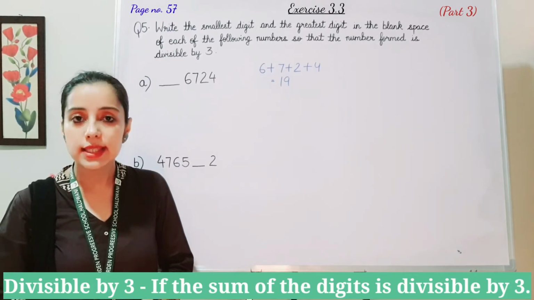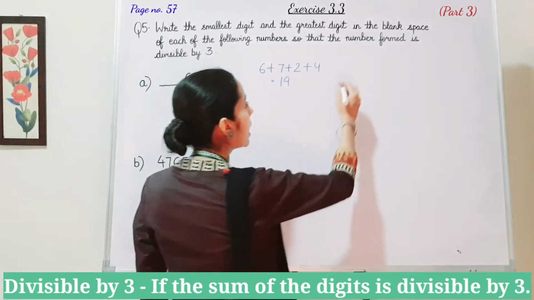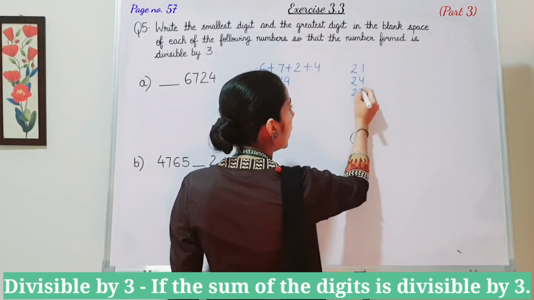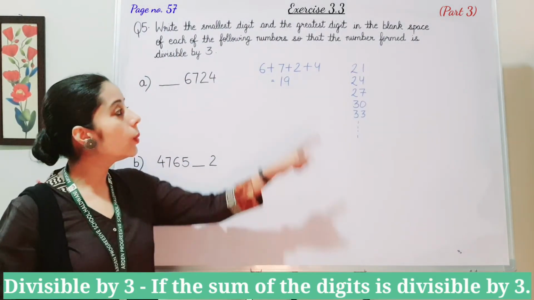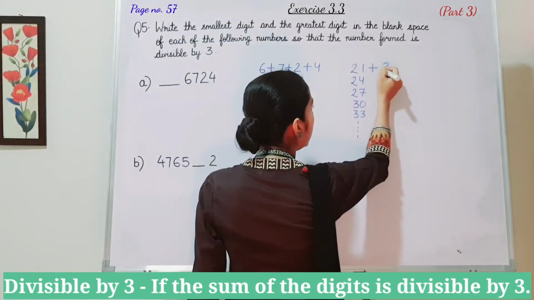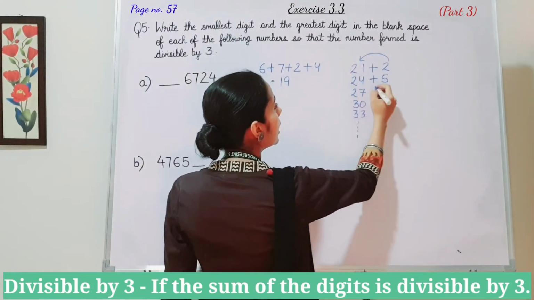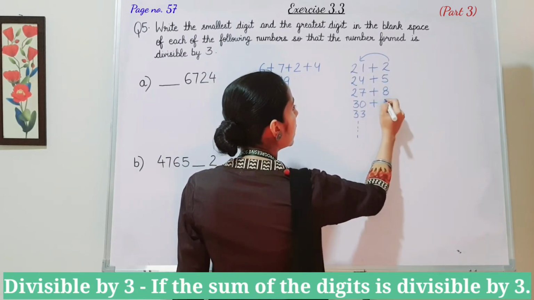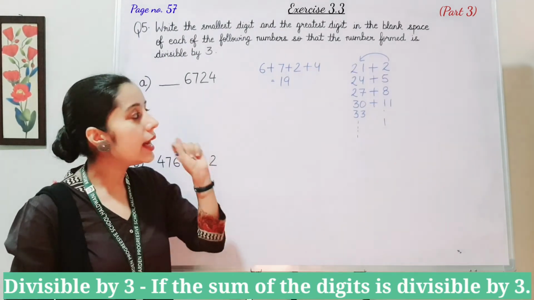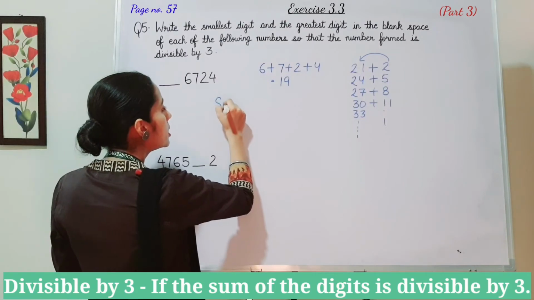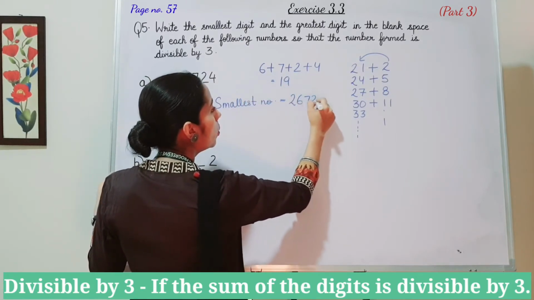So to find out smallest and greatest digit number, you will write more numbers which are divisible by 3. But those numbers should be greater than 19. So the numbers are 21, 24, 27, 30, 33 and so on. What will you add to 19? You will add plus 2 with 19 to get 21. What number you will add here to get 24? Plus 5. What number you will add here? Plus 8. So what number you will add here? Plus 11 and so on. So students, which is the smallest number here? 2. And the greatest number here is 8. We want here one digit number. So let us write the answer. Smallest number formed is 2, 6, 7, 2, 4.